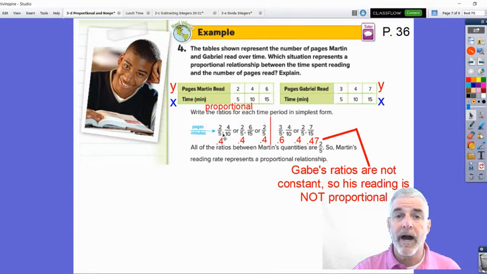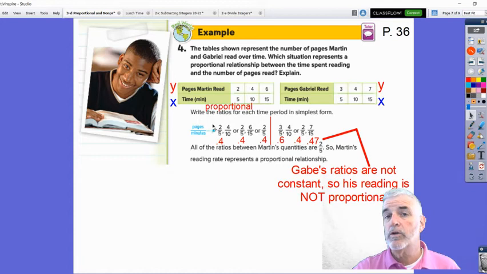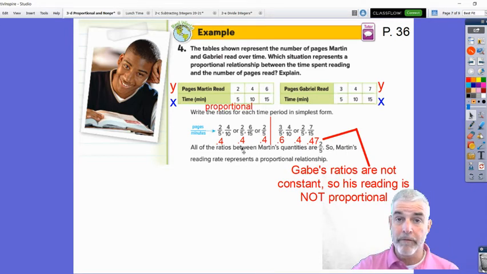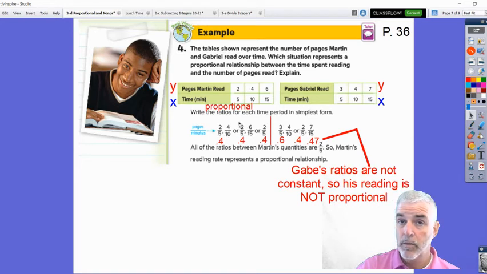So we can look at the ratio here. 2 divided by 5, that's 0.4. 4 divided by 10 also equals 0.4. 6 divided by 15, on your calculator, 0.4. Now you could simplify all those fractions. They all simplify to 2/5. You can do this either way. It's probably easier for most of you to just do the division in your calculator and make sure all the decimals are equal. These all equal 0.4. Which means Martin's reading is proportional because the ratios are all the same.